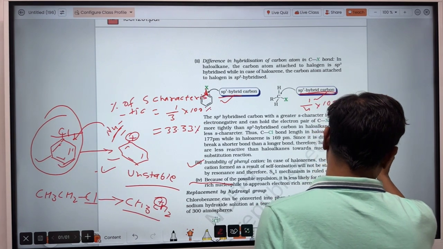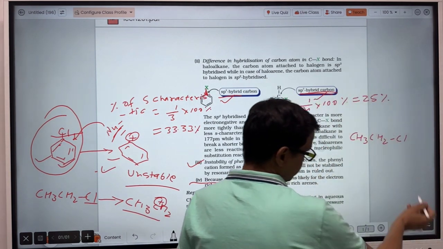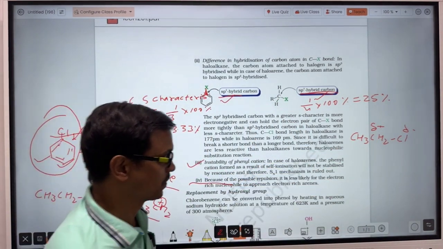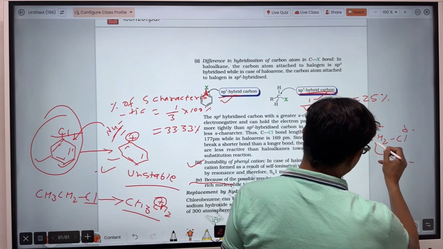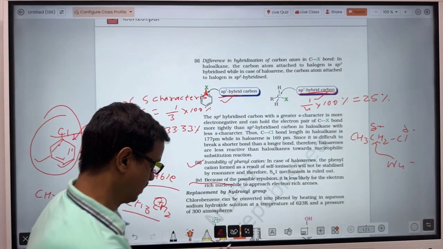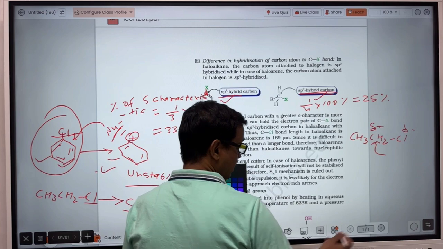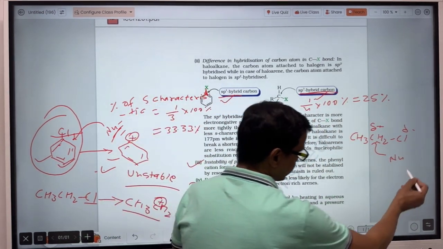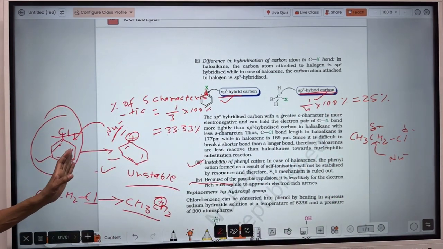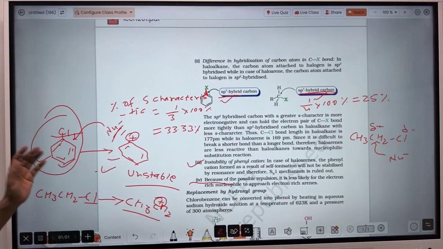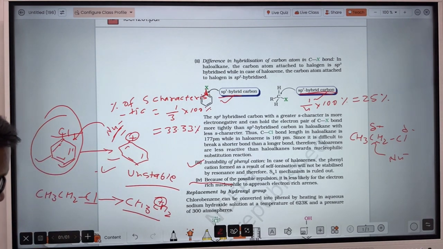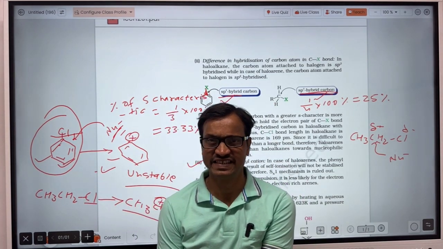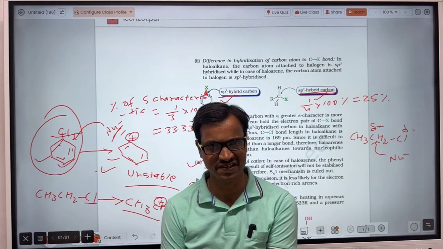While in case of haloalkane, what happened? There is a partial double bond condition, here a partial positive charge on the alpha carbon atom. So the nucleophile will experience an attractive force towards the alpha carbon atom in case of haloalkane, while the nucleophile will experience a repulsive force when it approaches towards haloarene. So there are 4 reasons why the nucleophilic substitution reaction in haloarene is difficult.